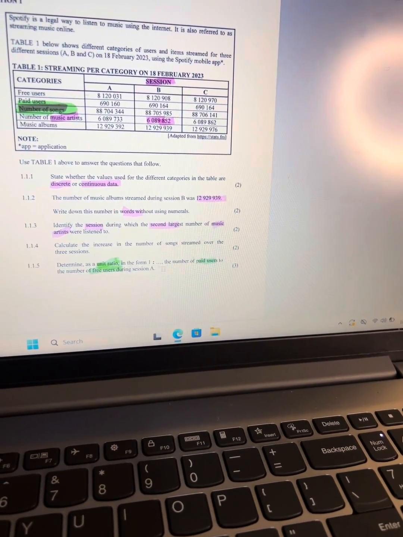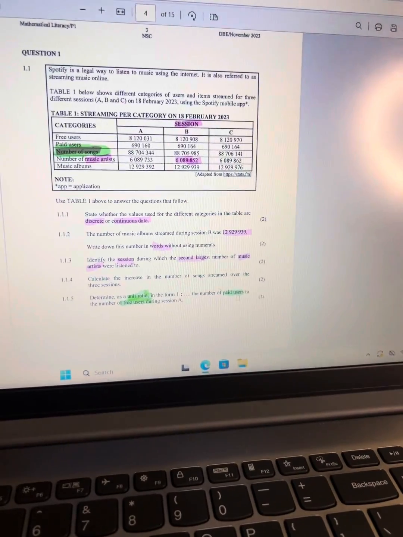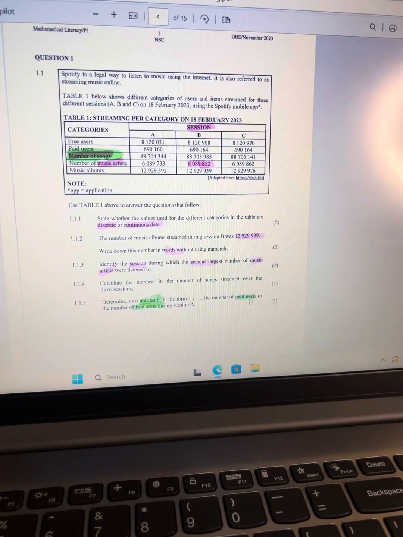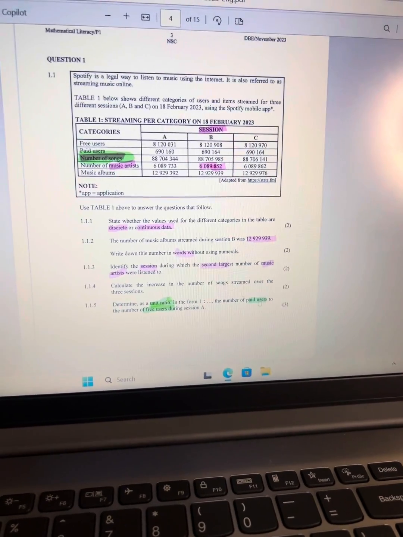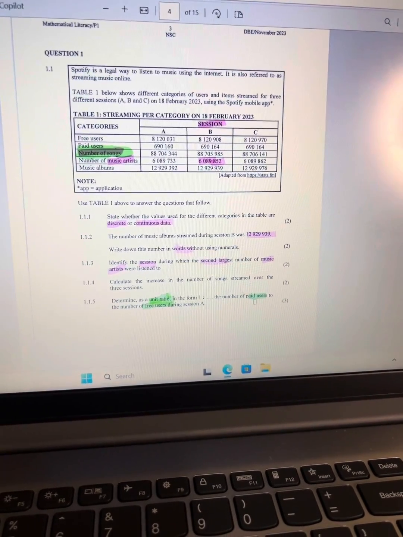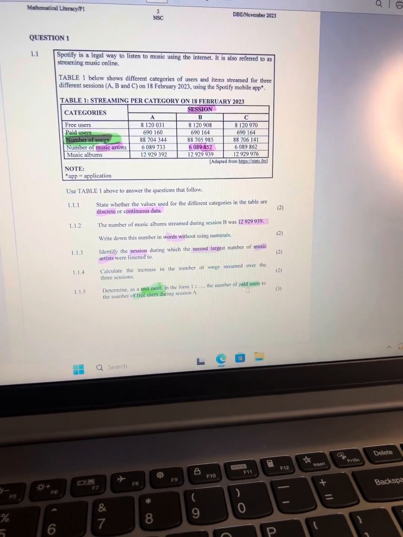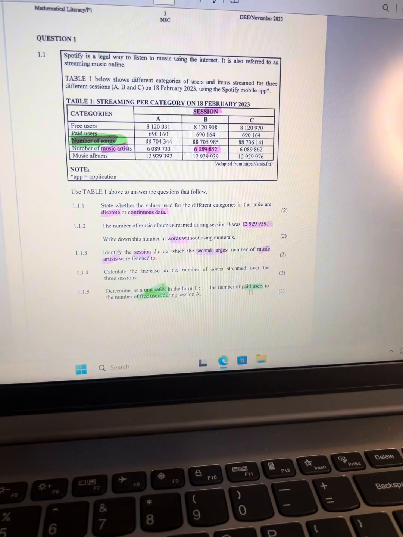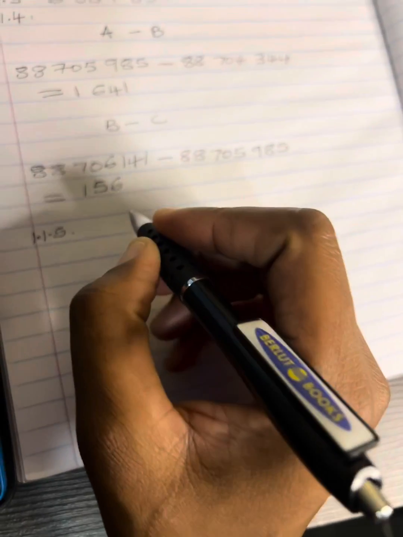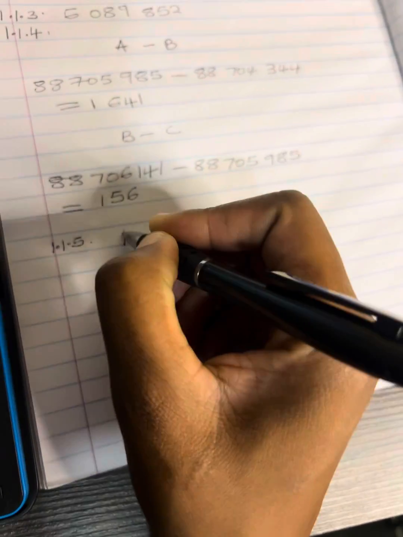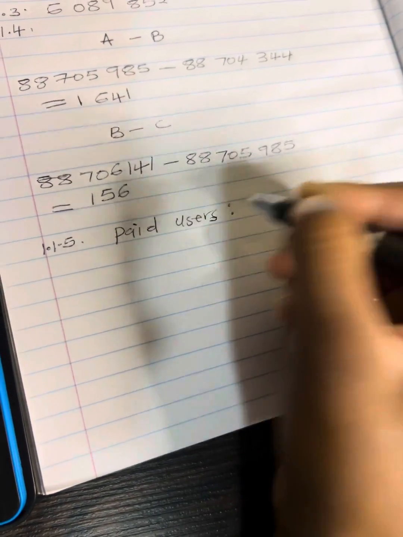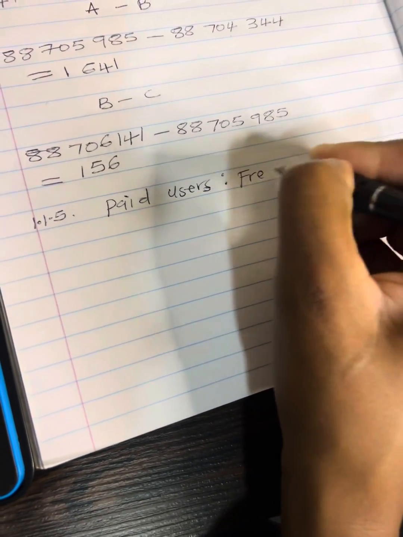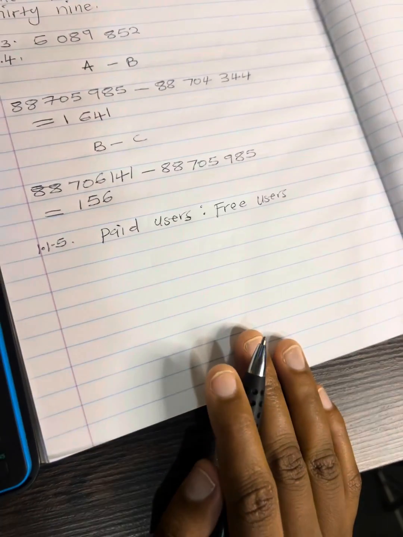What we must know is that when we write the ratio, we must check on the question that we are given, which one they have started with and which one they have followed with, meaning that the one that they have started with must be the first one in our ratio, and the one that is mentioned after must be the second one, meaning that when we put our things on the ratio, it will be paid users is to free users. This is how we must write our ratio.